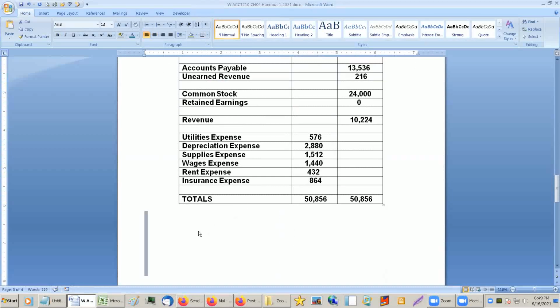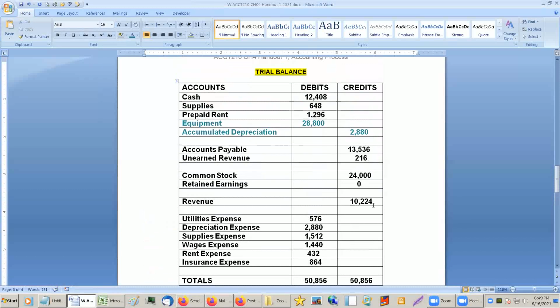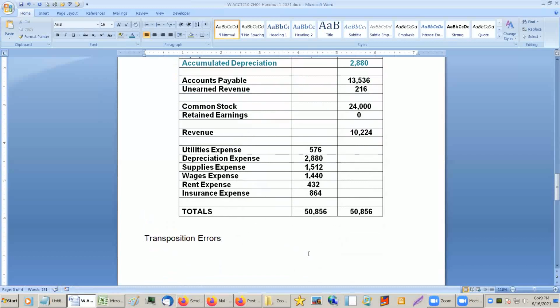I'm going to go a little bit into troubleshooting, just because this is actually used in accounting a lot. How to find things. If you're doing this, you look through and see if there's any obvious errors. If you really can't find them, you may start looking for transposition errors, and here's how you find those.